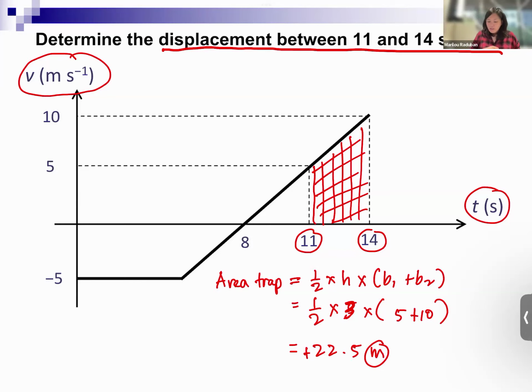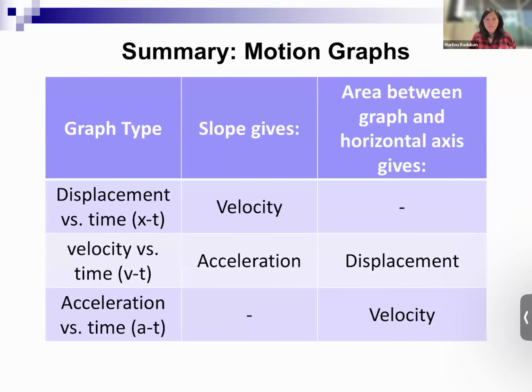Good. All right, so here I give a table summarizing the different motion graphs that you might encounter: displacement versus time, velocity versus time, and acceleration versus time graphs, and which kinematic quantities you can determine by finding the slope and the areas of these motion graphs. I think this will be a very useful slide to refer to, for example, while you're doing the assignments, as well as the tests.